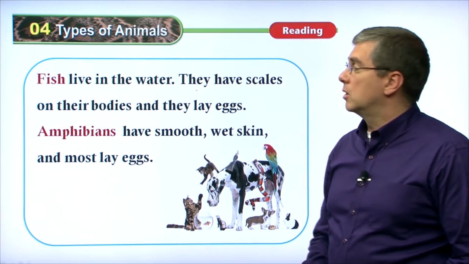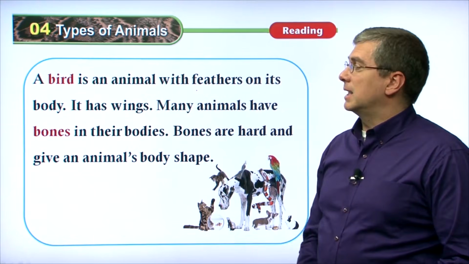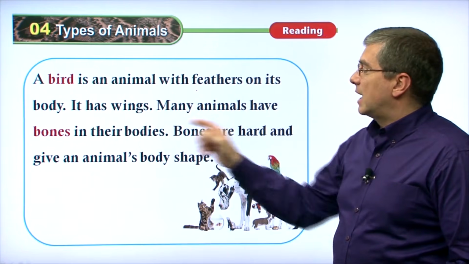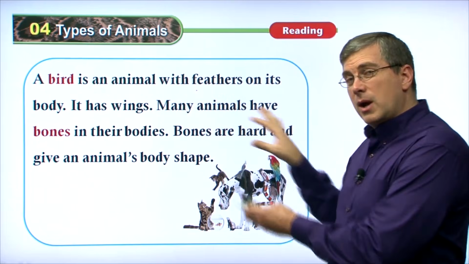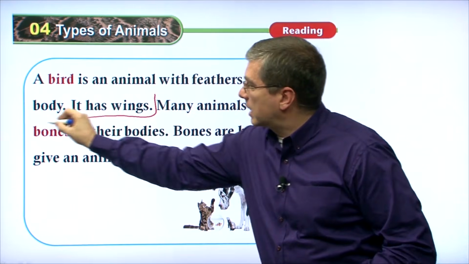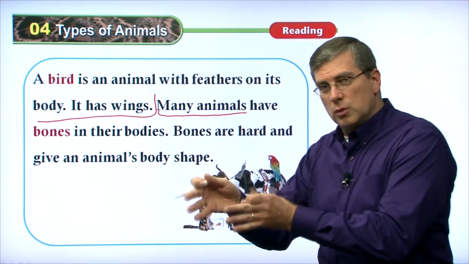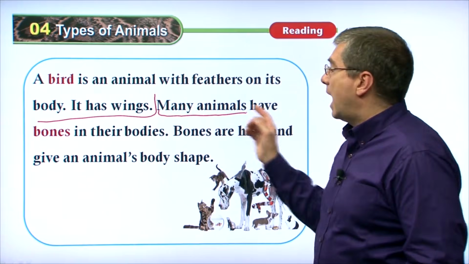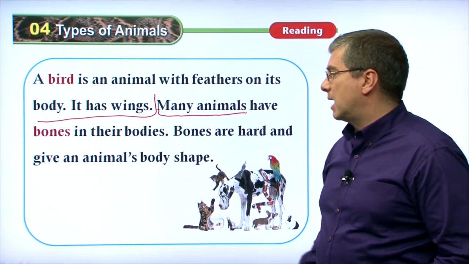We have a couple more groups to go over. Bird. A bird is an animal with feathers on its body. A bird has wings. Many animals have bones in their bodies. Now this is a sentence that's going off, talking about most animals. The part before is just talking about birds. But starting from here, we say many animals. We get away from groups of animals. We're just making a general statement that many animals have bones in their bodies, because we were talking about bones before. Bones are hard and give an animal's body shape.